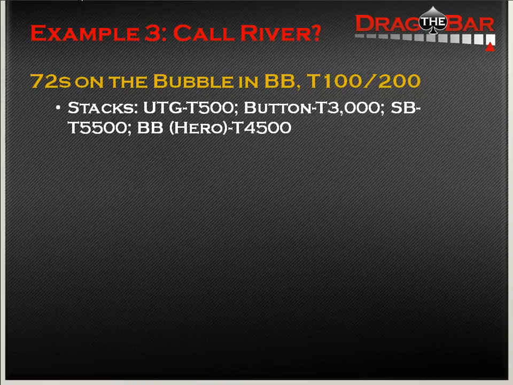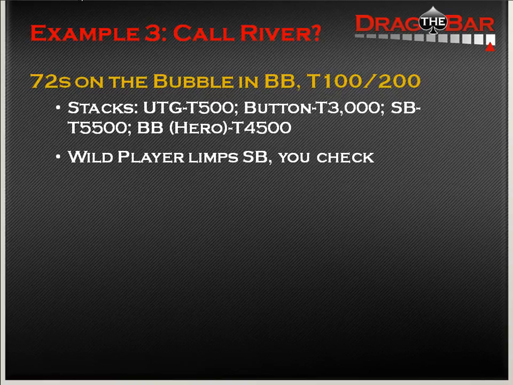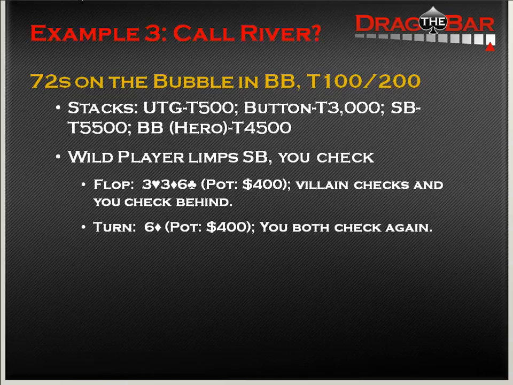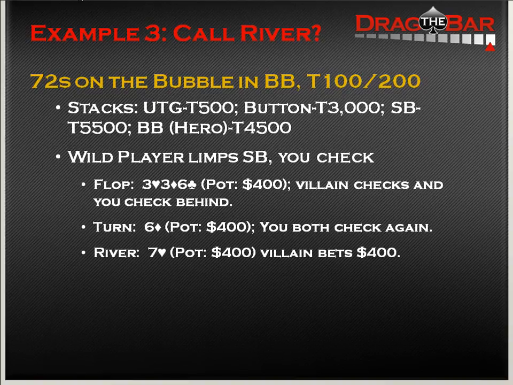We think the small blind is kind of a wild, loose player, and that player limps the small blind, and we check. So now we've each put 200 chips into the pot. The flop comes down 3 of hearts, 3 of diamonds, 6 of clubs, and villain checks. So we check behind because obviously our hand has not improved, and we have no strong draws. On the turn, the 6 doesn't improve our hand, and we both check again. And then the river comes a 7, giving us a pair of 7s and a pair of 6s, and there's 2 pair on the board.